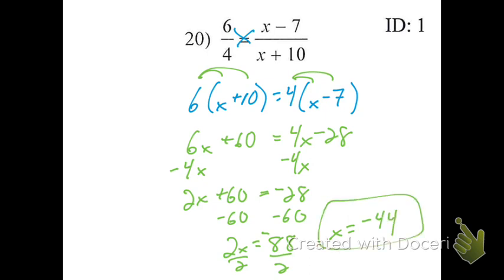Finish the rest of the first worksheet, 1 through 20, on your own. Thank you.